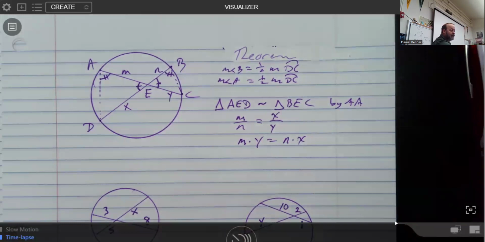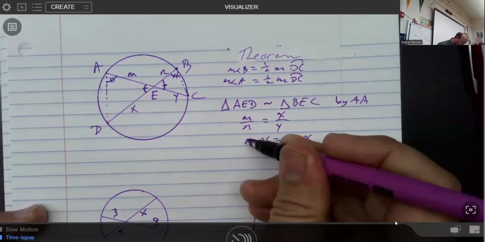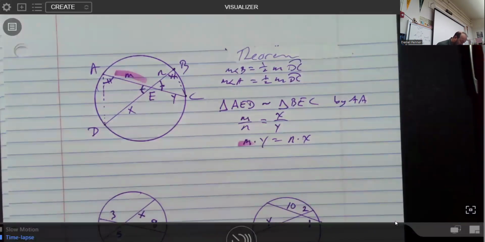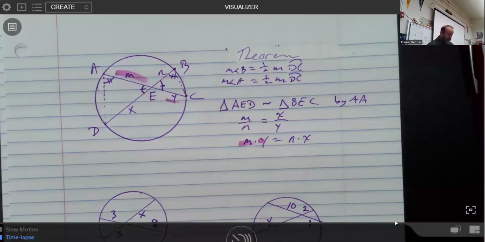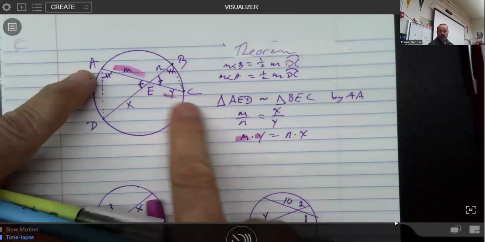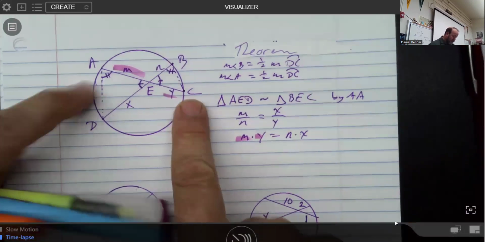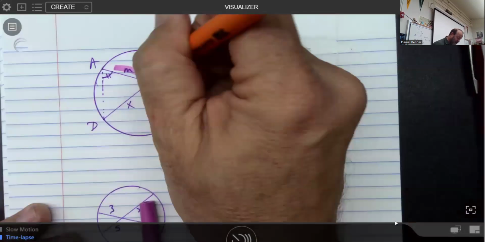So let me see if I could sort of use some colors on that. But notice that I'm saying the product of m and y, and I'm using the same colors kind of on purpose because you'll notice that m and y are really the two portions that make up the chord AC, is equal to n times x. And so notice n times x are right here.